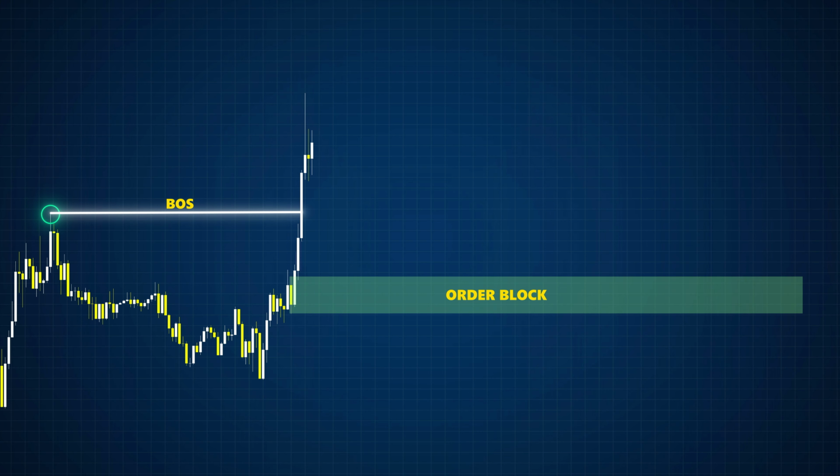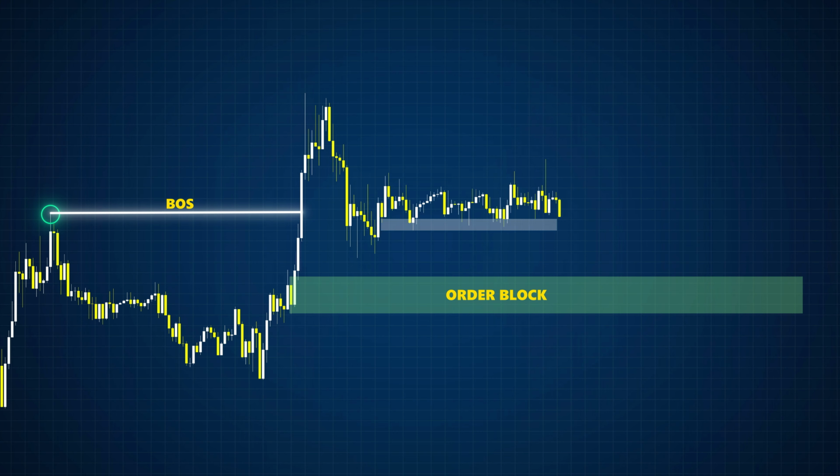Price moves up aggressively, leaving inefficiencies behind. Then we get a break of structure, BOS, confirming a valid order block. But here's where things get interesting. Right before price reaches the order block, it starts forming multiple rejections at a minor support level. That's our inducement. And now, we know exactly what's about to happen.